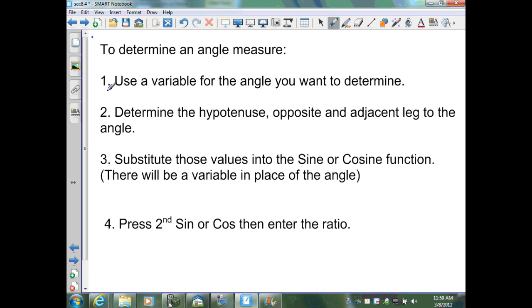One more procedure to follow, and that is to find an angle measure using the sine and cosine ratio. What we want to do is use a variable for the angle you want to determine. Number 2, determine the hypotenuse, opposite and adjacent leg to that angle that you've selected. Number 3, substitute those values into the sine or cosine function that is dependent upon the legs that are given to you by the angle you selected. There will be a variable in the place of the angle. Number 4, what we want to do is press second sine or cosine, then enter the ratio that is opposite that expression. That will give you the value for the angle you want to determine.